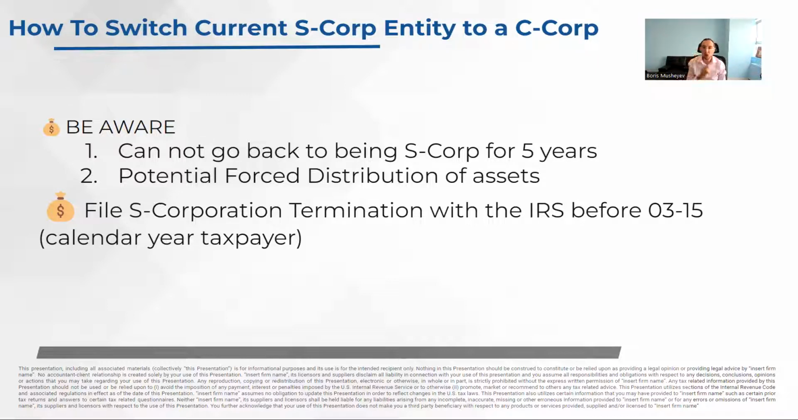Number two, there could be potential forced distributions of assets. So if you have an asset that was valued at $100, but now you switched out of an S corp, you terminated your S corporation status, and the fair market value of that asset is not 100 anymore. Excuse me, it's 500, and you have no liability, most likely you may end up paying tax on the $400, which was a forced distribution because you're not an S corporation. It's like you took the money out. You really, really have to be careful about all of these things out there.